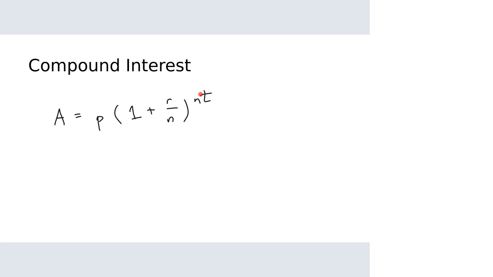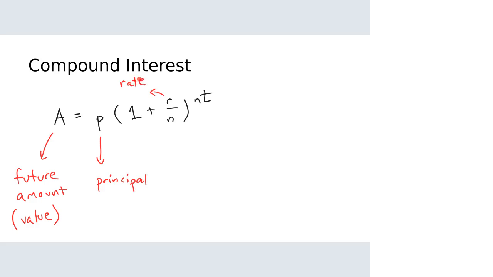Okay, there's a lot going on here. Let's talk about all the bits and pieces. First, we'll talk about what you already know. A over here, we've seen that before. That's our future amount, which is also called the future value. P, that's still principal. R, that's our interest rate. And T, that's time. And just like before, that's in terms of years.